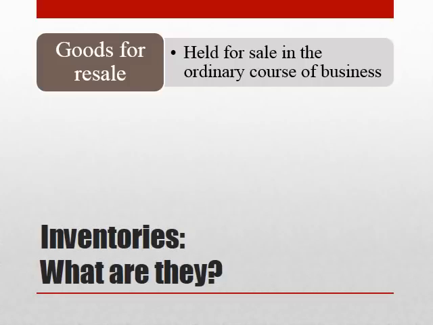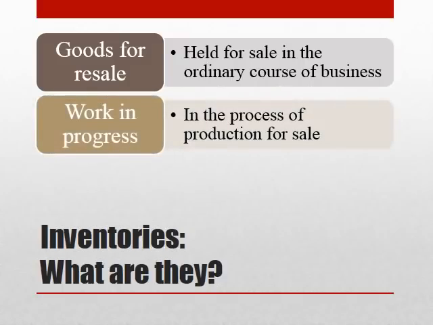We also have work in progress. Now, these are inventories that are part complete. So it may be the case that we're looking at a piece of furniture that has been assembled but has yet to be finished or varnished. So it's in the process of production for sale. Once complete, it will then be categorized as goods for resale.